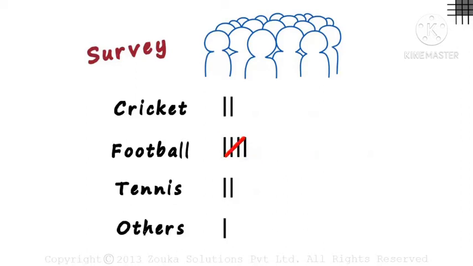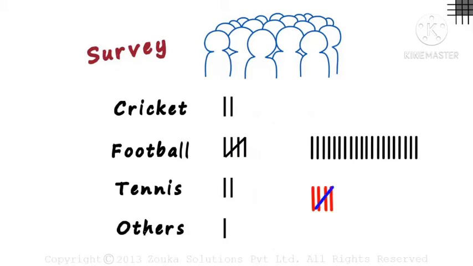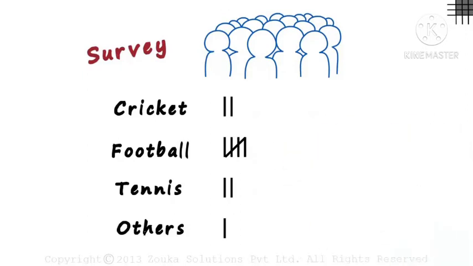But why a slanted line? Why can't we just draw vertical lines? Imagine counting the number of people if we did something like this. It will get really difficult, and that is why, as a norm, every 5th count will cross out the previous 4 counts. Let me erase this. So after asking all 30 people, this is how our final table will look like.